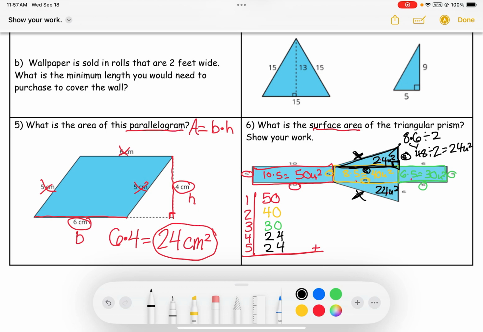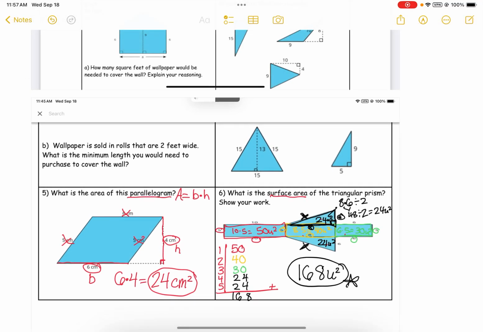Add the 50 plus 40 plus 30 plus 24 plus 24. 0 plus 0 plus 0 plus 4 plus 4 is 8. 5 plus 4 is 9. 9 plus 3 is 12. 12 plus 2 is 14. 14 plus 2 is 16. 168, and since it's surface area, we label it units squared. And make sure you showed your work, because you do not get credit if you just put 168.